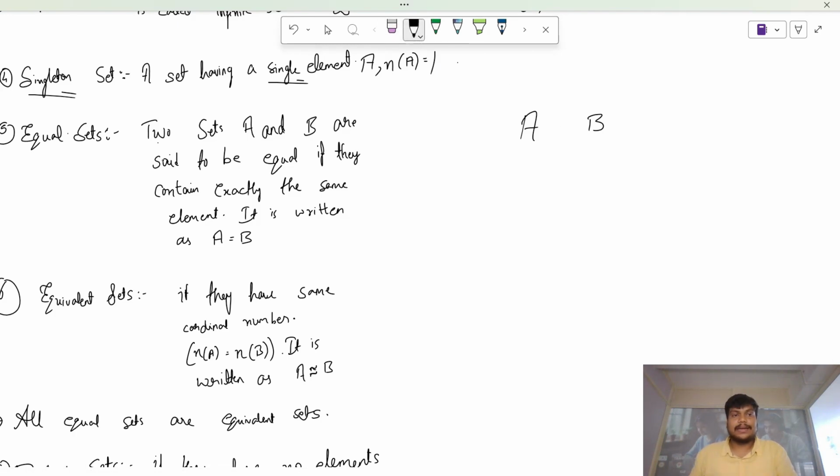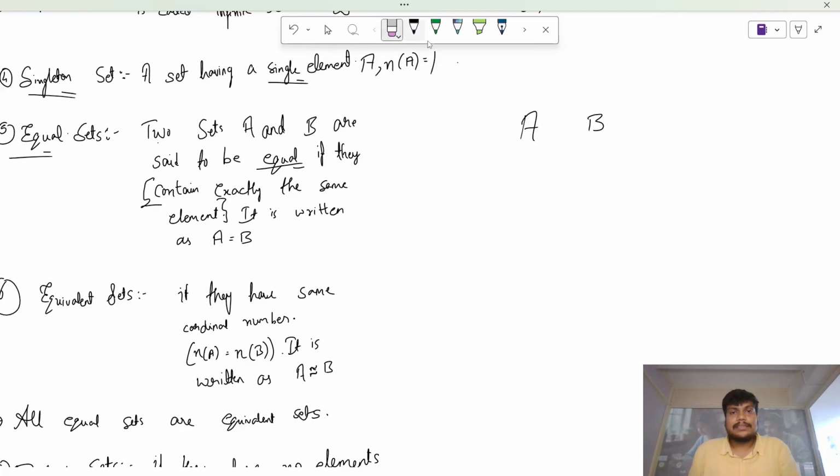The first type we are supposed to look at is equal sets. What are equal sets? Two sets A and B are said to be equal if they contain exactly the same elements. Let us just repeat once. There are two sets A and B, and when can I say these sets are equal sets? If they contain exactly the same elements.